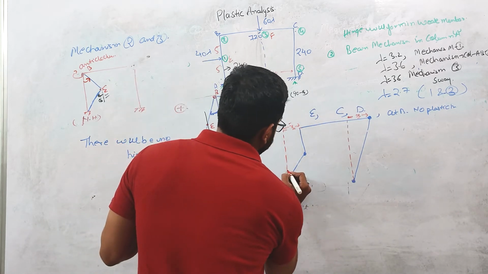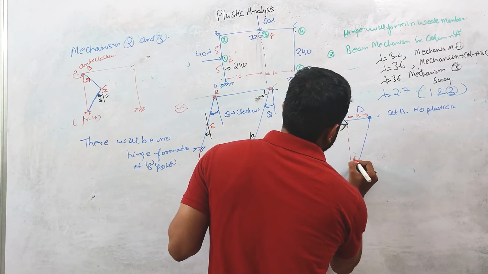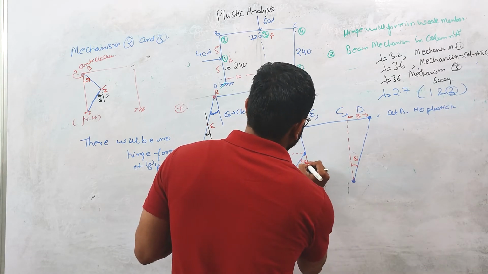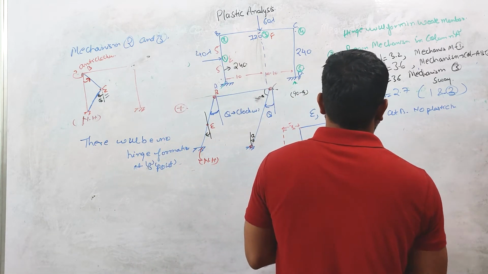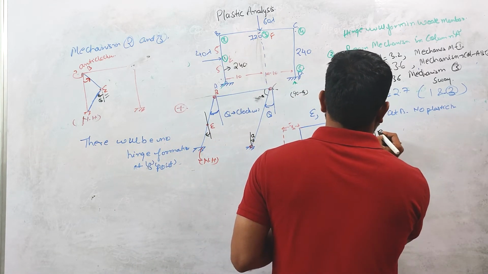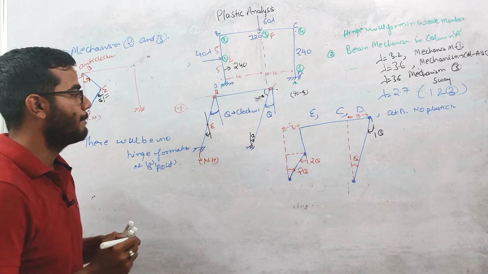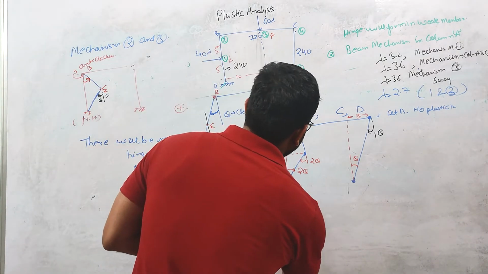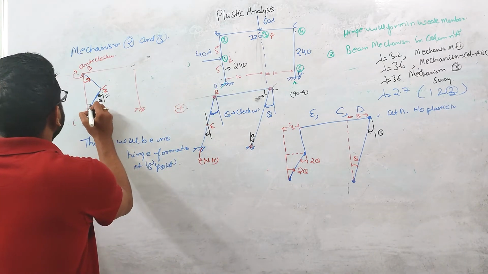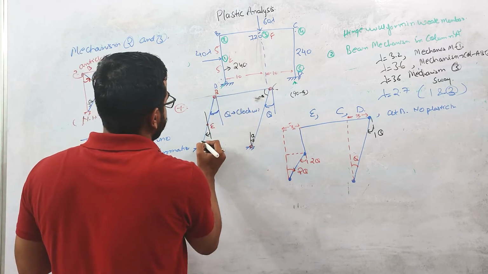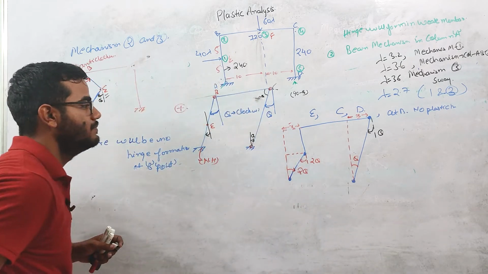And the net rotation at this point will be 2 theta. Net rotation at this point will be 2 theta. Right? So now if you apply the principle of virtual work done over here, this is 2 theta, because 1 theta is adding from this beam and 1 theta we are getting from sway. If both combine, there is a net rotation of 2 theta available at this point.